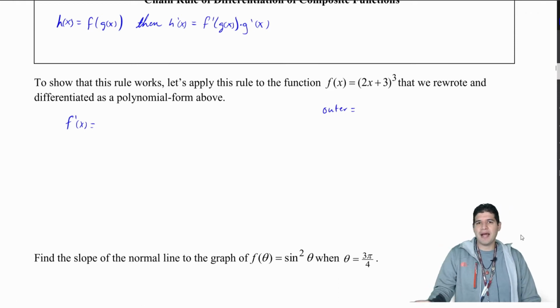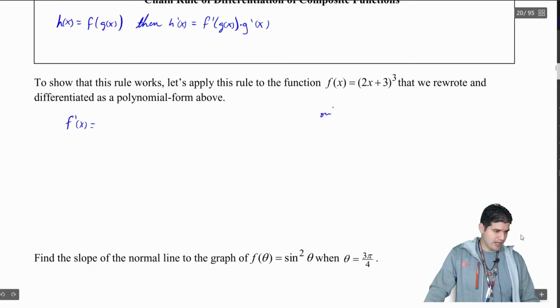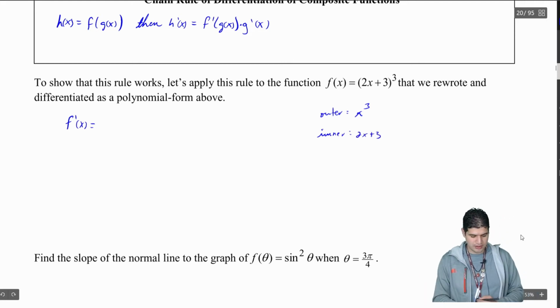What I would do in the past is I would say, okay, let u be the inner function, then we would go du and stuff. No, I'm just going to write out, so the outer part is going to be something cubed, and the inner part is going to be 2x plus 3. And we're really just getting it from that parentheses right there.